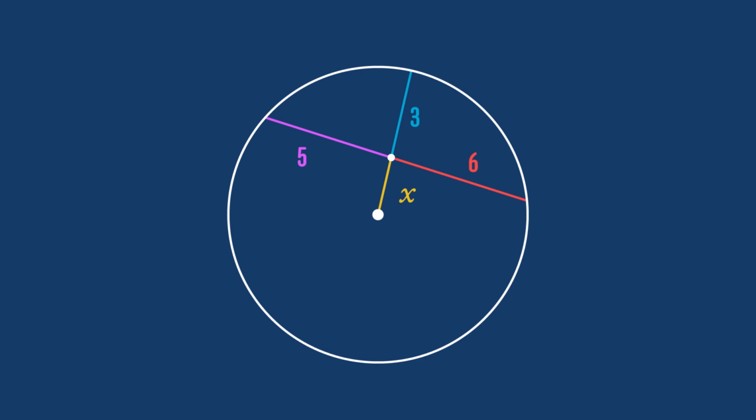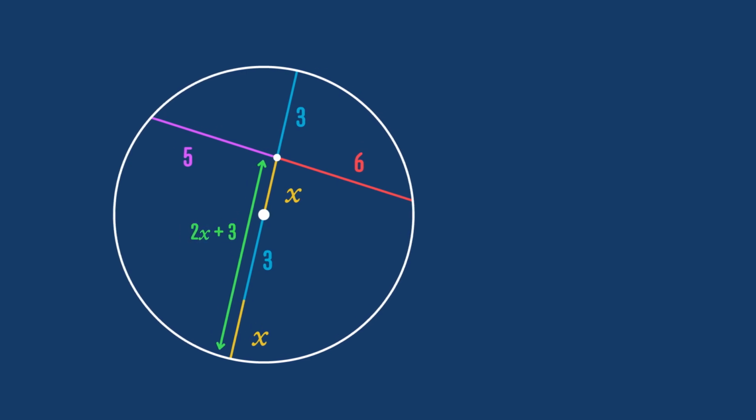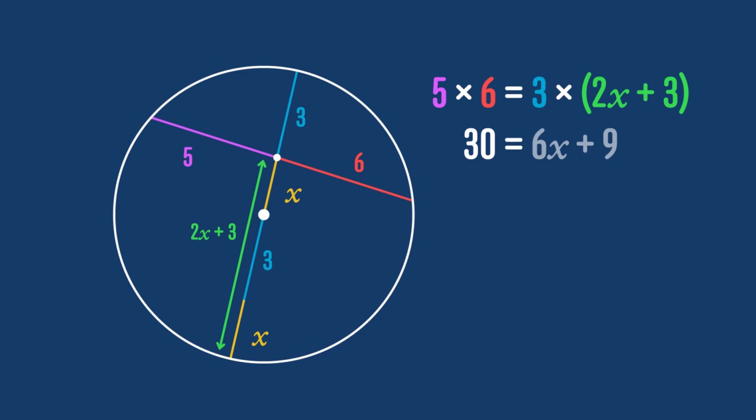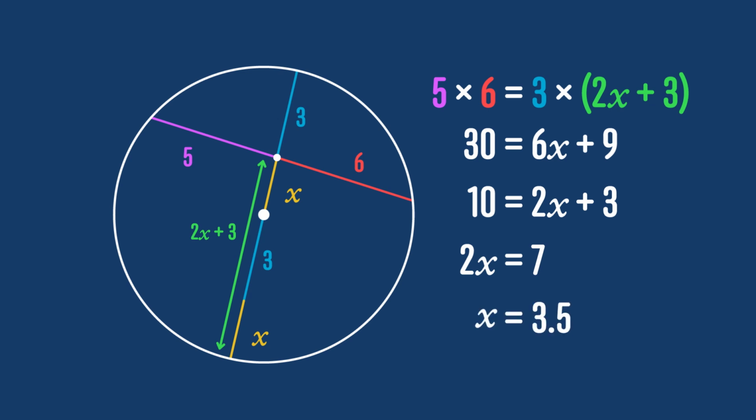We can see the radius has length x plus 3, and extending this to make a diameter means adding another radius of x plus 3. So the distance from the intersection point to the point on the circle will be x plus 3, or 2x plus 3. Now we can use the intersecting chords theorem and say that 5 times 6 equals 3 times (2x plus 3). Multiplying out, we have 30 equals 6x plus 9, and dividing by 3 gives 10 equals 2x plus 3. So we have 2x equals 7, and so x equals 3.5.